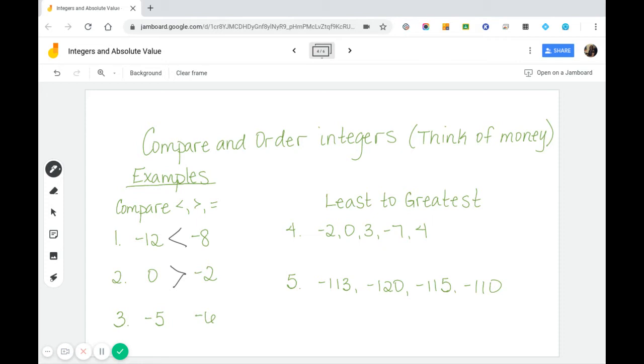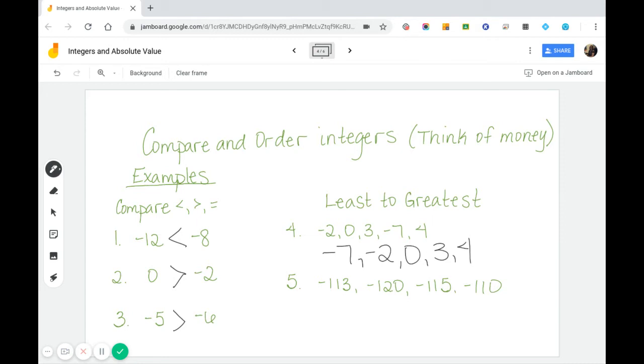Negative 5 and negative 6. Negative 5 is more to the right on your number line. So even though they're close, negative 5 is a little bit greater. From least to greatest, positives are always going to be bigger than negatives. Think of it again like money. The one that's worse for your bank account, the smallest, the least amount, would be negative 7. So if I'm standing on negative 7 on my number line and I start walking to the right, the next number that I'm going to step on would be negative 2. Then would come 0. Keep moving to the right. Then you hit your 3 and your 4.